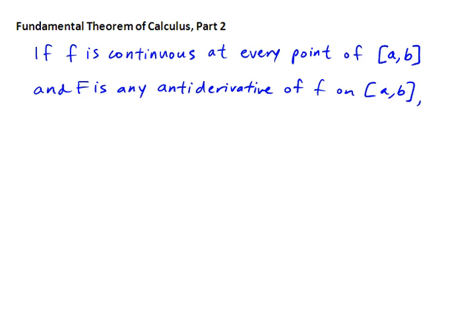The conditions of the Fundamental Theorem of Calculus Part 2 are as follows. Lowercase f needs to be continuous at every point on some closed interval [a, b], and capital F is any antiderivative of f on that same interval [a, b]. If both of these things are happening at the same time, then the integral from a to b of f of x dx is equal to capital F evaluated at b minus capital F evaluated at a.